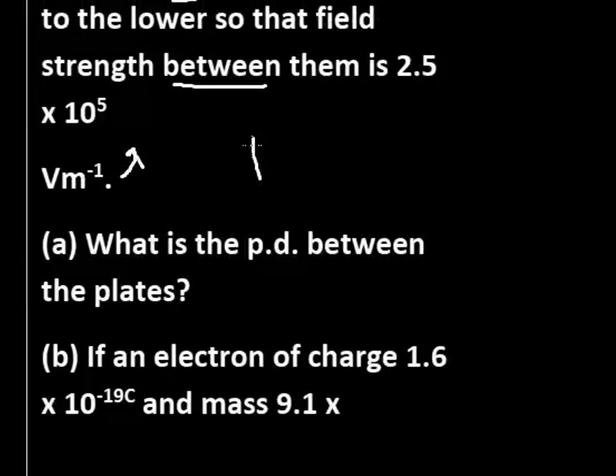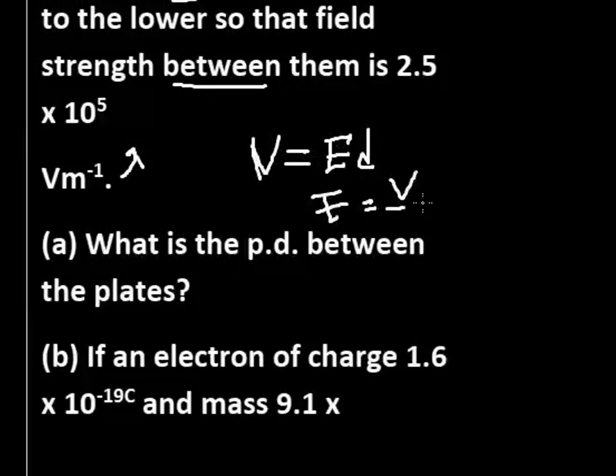Of course you know that if we have V equal to ED, then another SI unit for electric field intensity is going to be volts per meter. V is volts, D is meter. So the unit here is consistent with this formula. Now let's get to the question proper. The question is, what is the PD between the plates?